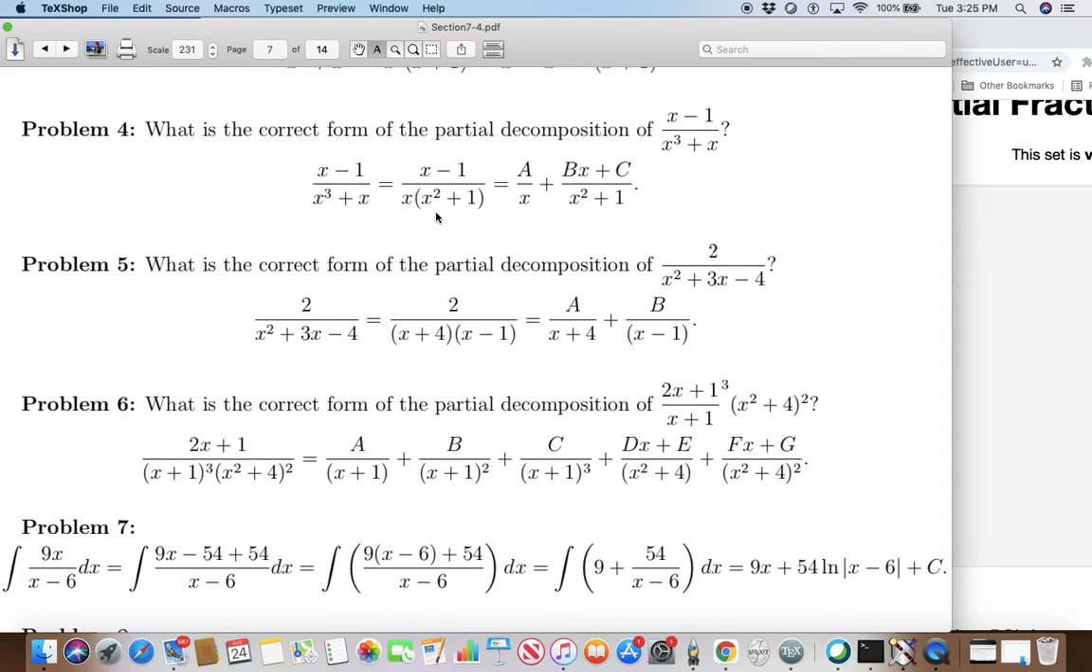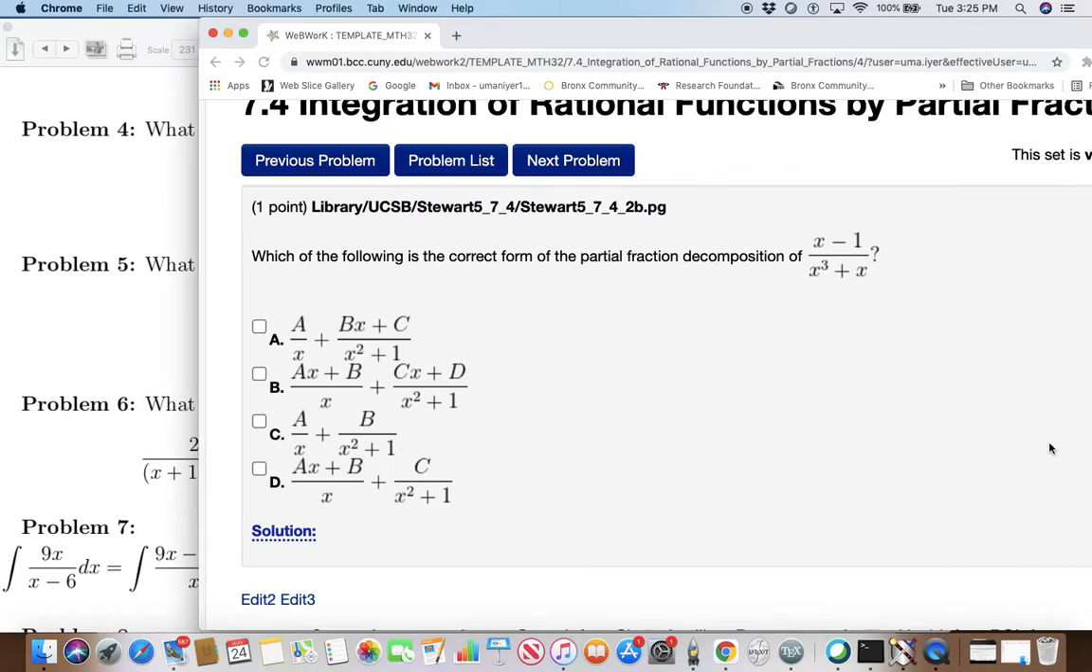Now this is irreducible. That is, I cannot factor x squared plus 1. So this is the quadratic. So each numerator is going to be Bx plus C, one degree less. So A over x plus (Bx plus C) over (x squared plus 1) is the correct form of the partial decomposition. So A over x, (Bx plus C) over (x squared plus 1).